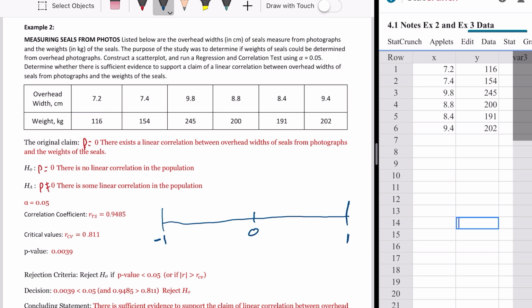Okay, so our claim is that there is a correlation, which means that rho does not equal 0. I'll check that in the notes and make sure I've got the right symbol there. Our null and alternate hypotheses are always the same. Rho equals 0, there's no correlation, or rho does not equal 0, there is some correlation, is the alternate hypothesis.